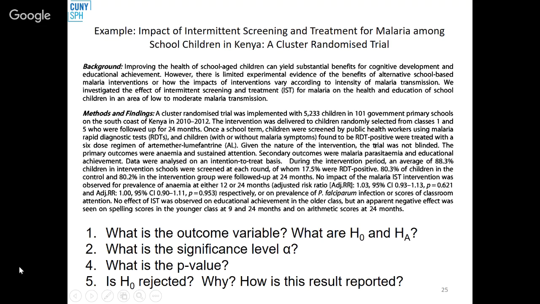So if I were writing it out here, I would say H0 colon, actually I did it on a previous slide, capital P subscript C equals capital P subscript T, where capital P subscript T is the prevalence of anemia among treated children, and capital P subscript C is the prevalence of anemia among untreated children in the population.